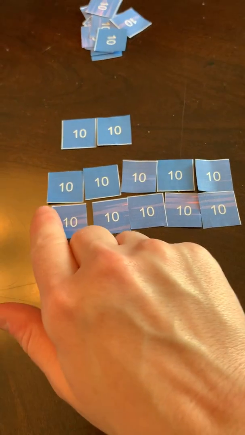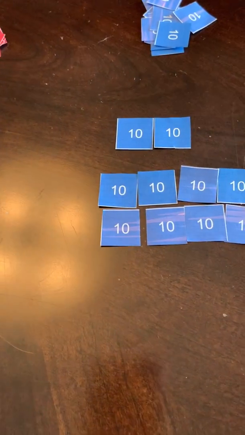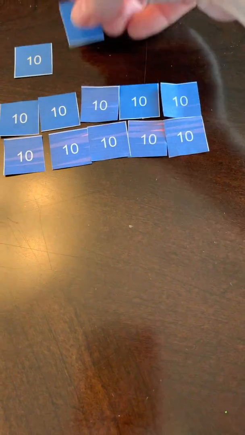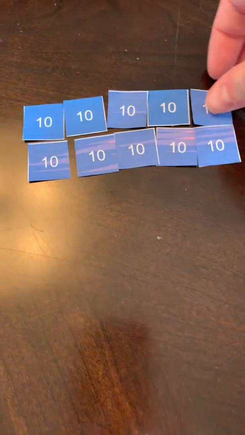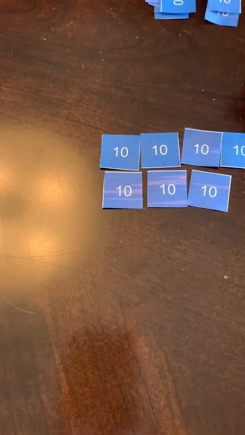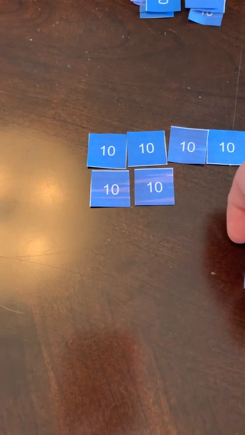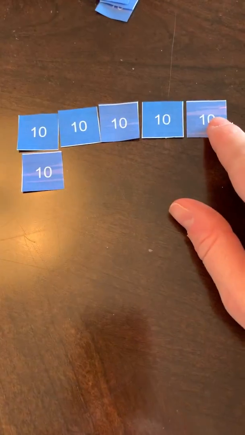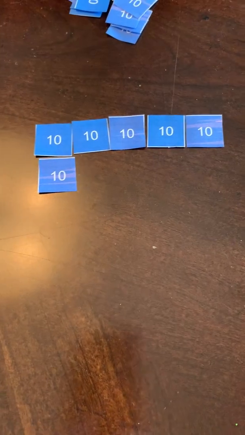Okay, so now that we have 12 tens, we can take away the 6 cupcakes. So now we have a whole dozen cupcakes. We have 12. Now we can eat 6. 1, 2, 3, 4, 5, 6. And so we have 6 cupcakes left.